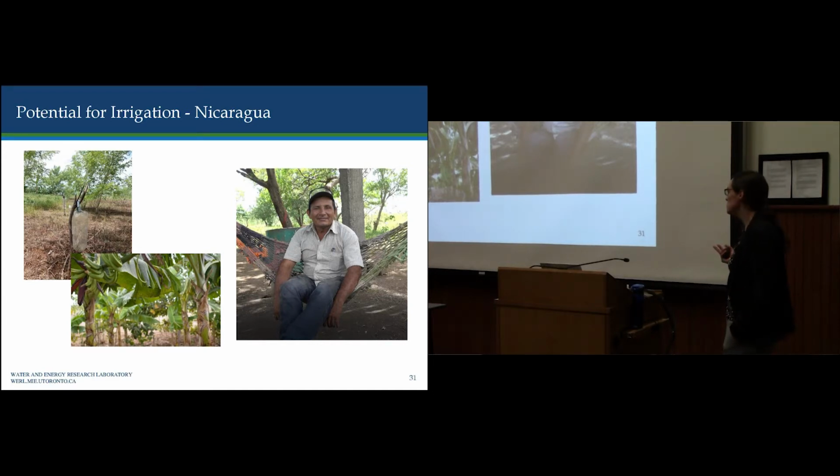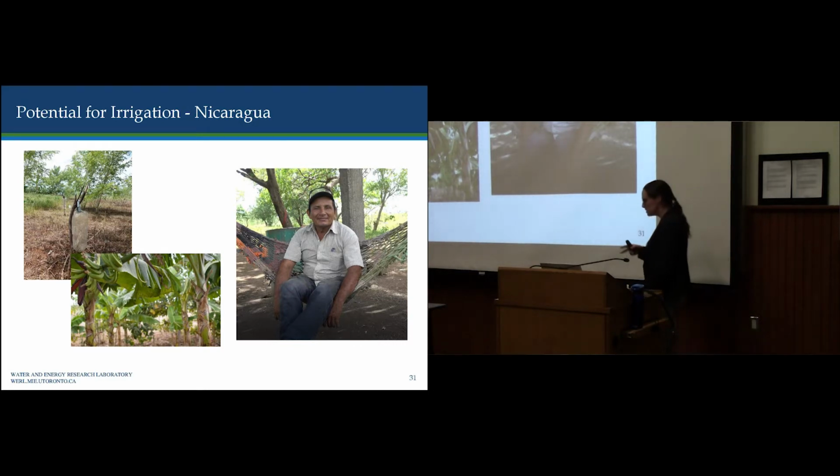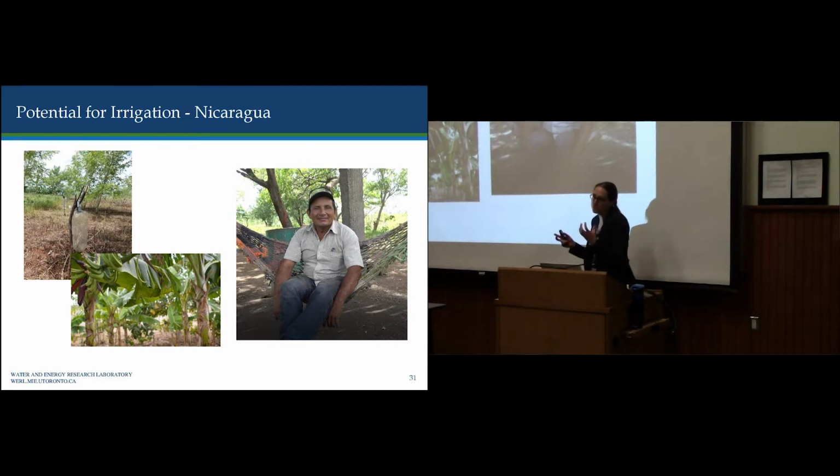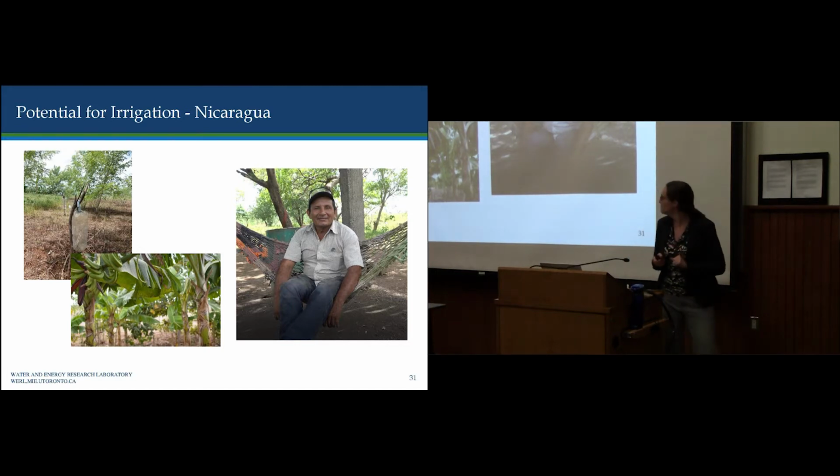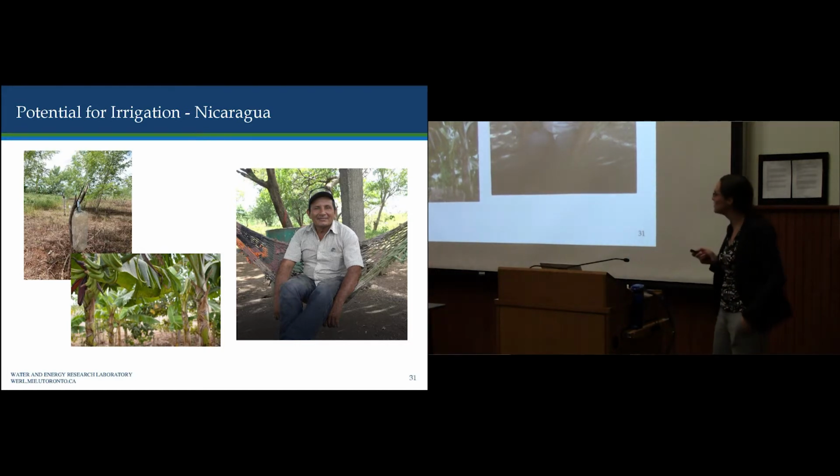And he had set up his own water pumping system. He was using diesel fuel because he didn't have reliable electricity, but that's beside the point. It's not necessarily the cleanest fuel source. So he was able to pump water from the ground, and he was able to run it to different plants.